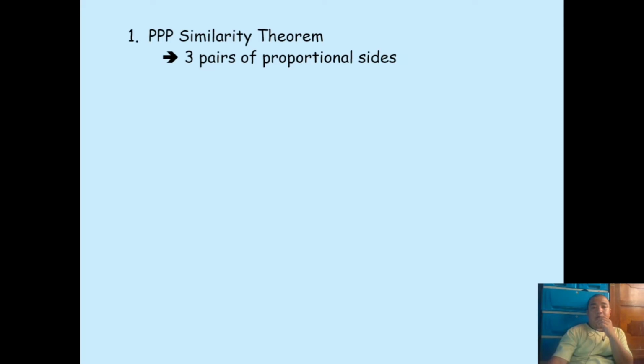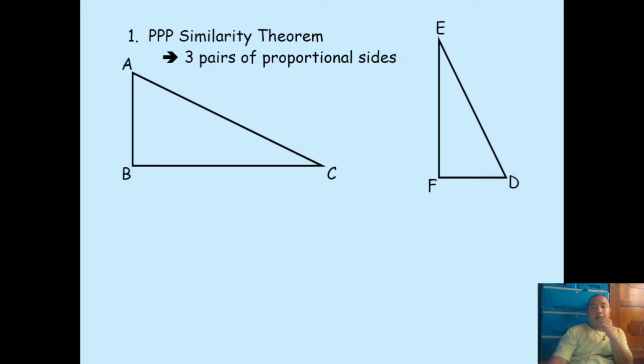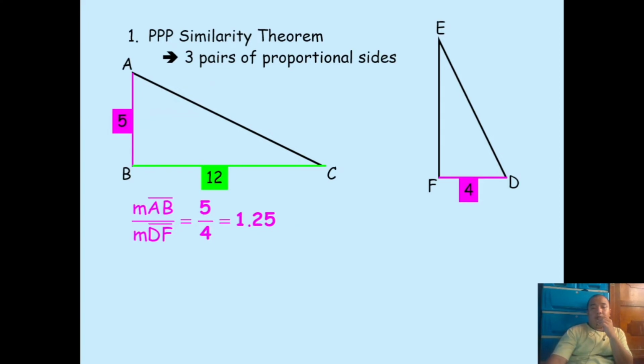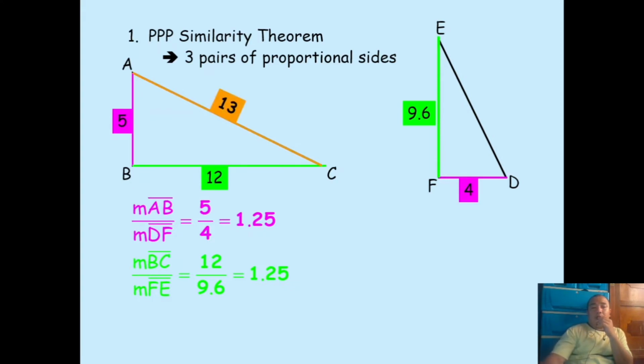PPP similarity theorem, three pairs of proportional sides. We have here triangle ABC and another triangle DFE. If AB is 5, DF is 4. Therefore, the ratio of the corresponding sides, AB over DF, is 5/4, which is equal to 1.25. If BC is 12, what is its corresponding side? Which is EF, 9.6. If we take the ratio BC over FE, we have 12 divided by 9.6, still 1.25. And if AC is 13, the corresponding side is DE, 10.4.